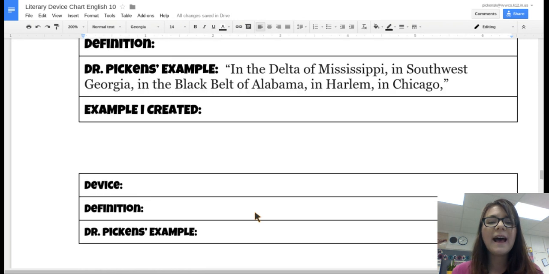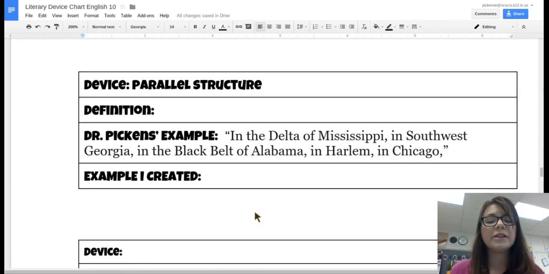Okay, and I think the last device we're going to look at is parallel structure. And parallel structure is probably going to be the hardest one to identify and really understand, but it's important. Parallel structure is a repetition.